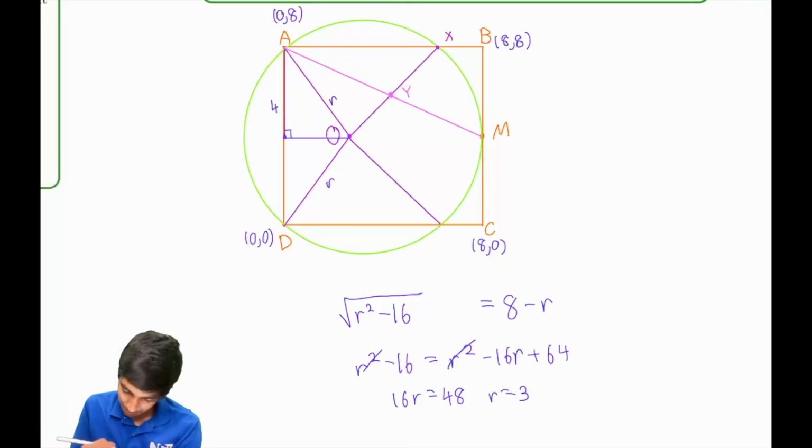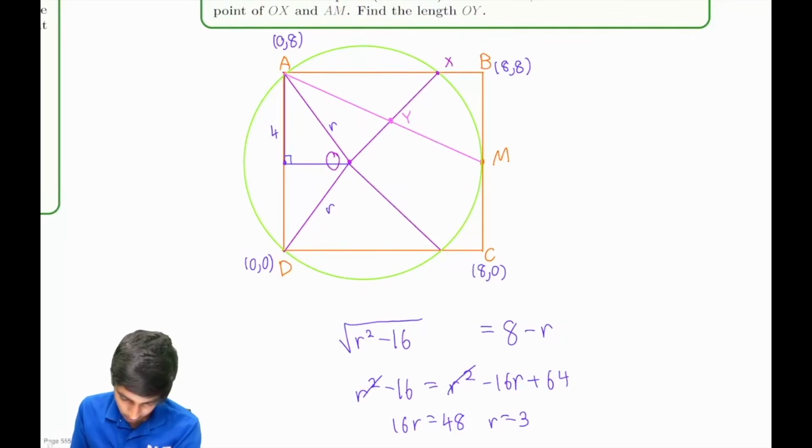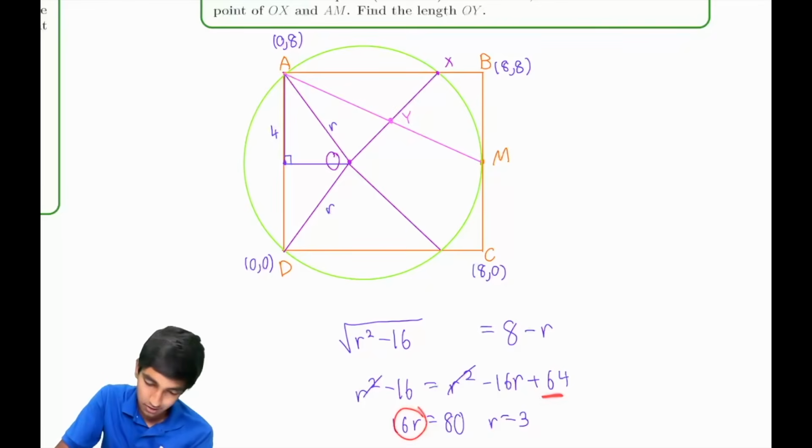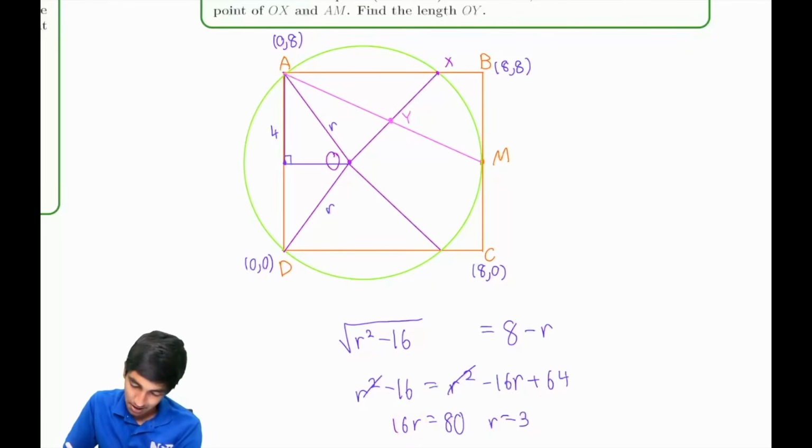Wait, I think we did something wrong here. R is not 3. So we have square root of R squared minus 16 equals 8 minus R. We squared both sides, and then we got that. Oh, this is 80. We added 16 to both sides, right? So we got 80 on the right-hand side and then 16R on this side. So R is 5, not 3.